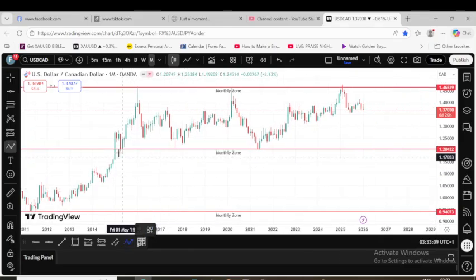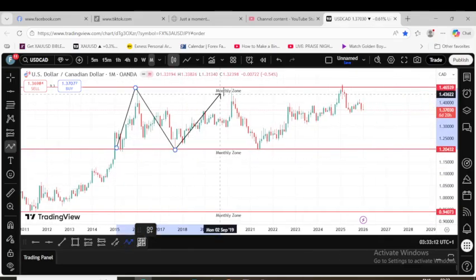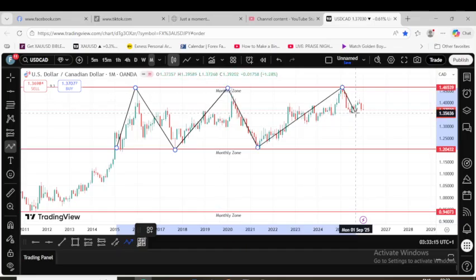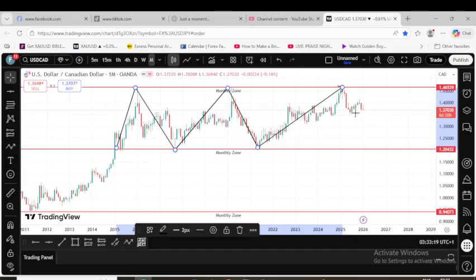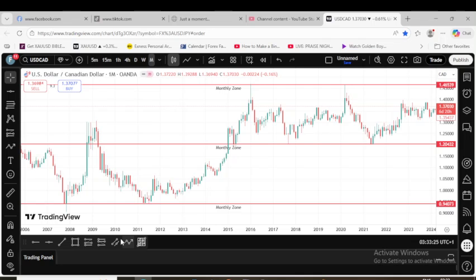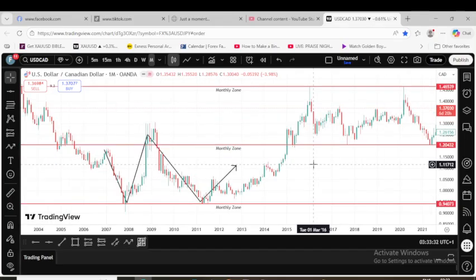So what makes a zone valid is that you can see price bounced off of each of these zones. Price has bounced off of the top one 3 times and the bottom one 2 times. So that makes these two zones valid. You can also see that price has bounced off of this level twice. So that makes these two zones valid.